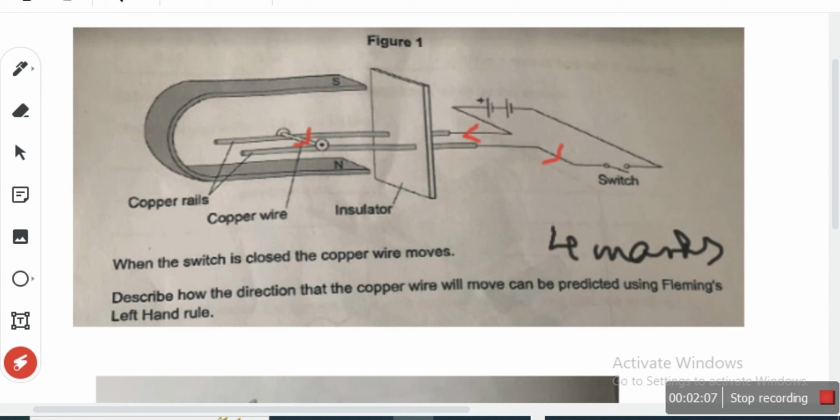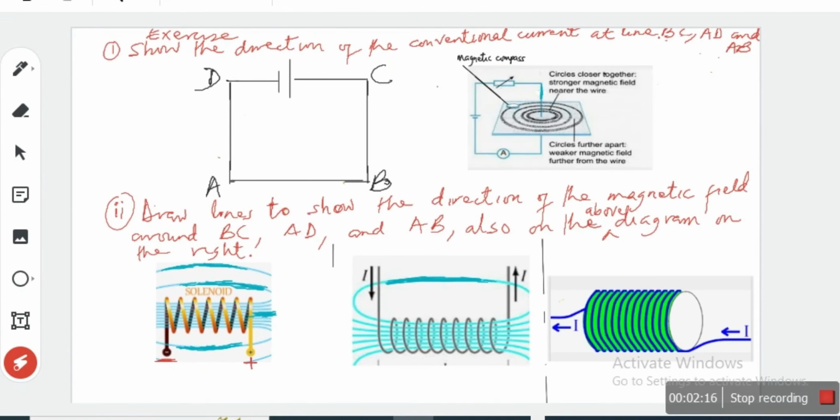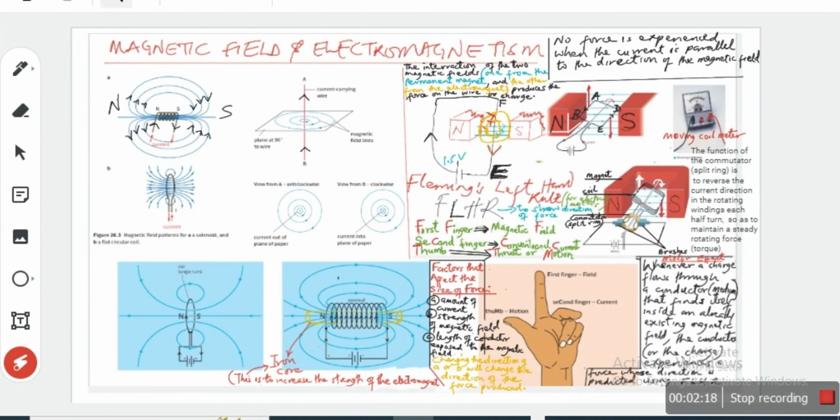Dennis, can you put your hand to demonstrate this? Now the simple thing to do is start with your hand. This is basically the rule you are using.